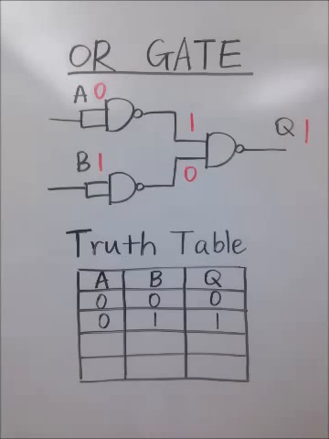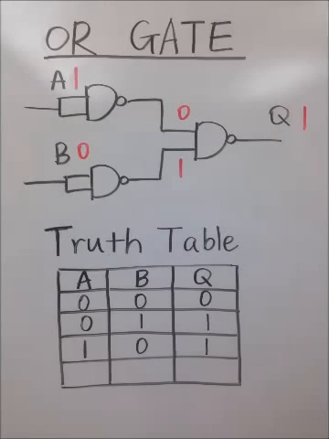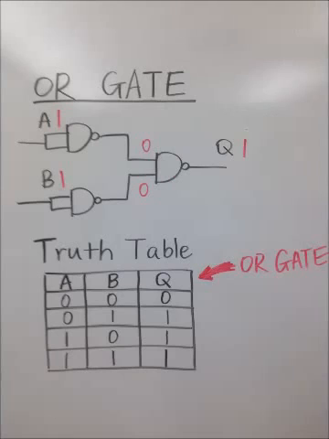For a 0 and a 1, the final NAND receives a 1 and 0, which gives a final output of 1. This acts the same with the 1 and 0 input switched, and finally two 1 inputs feed two zeros to the final NAND, which returns a 1 output.